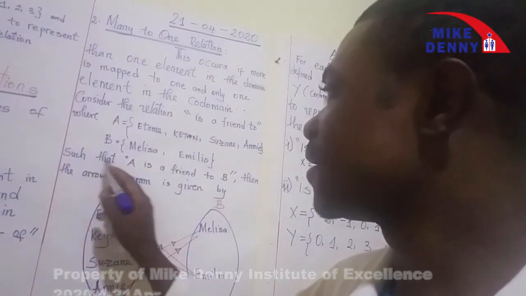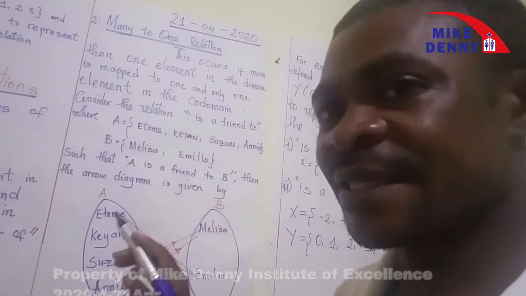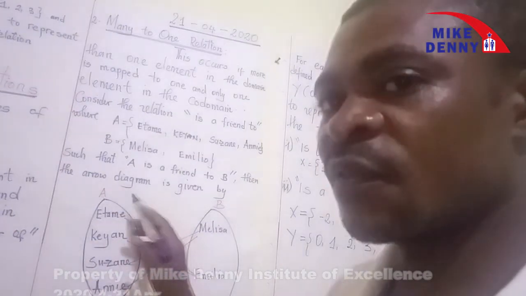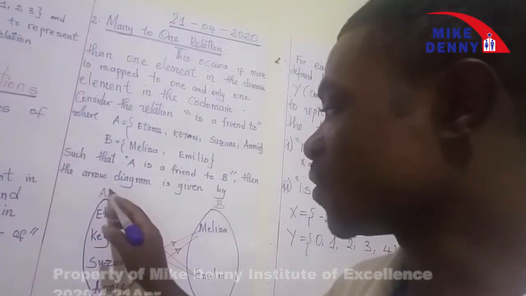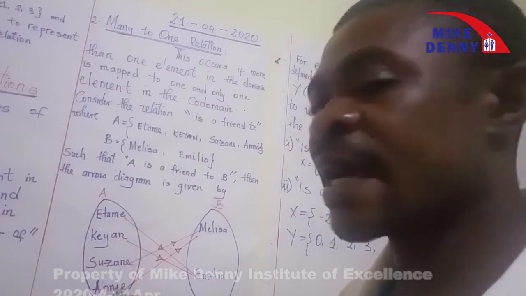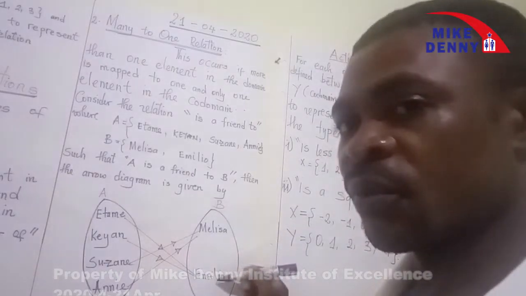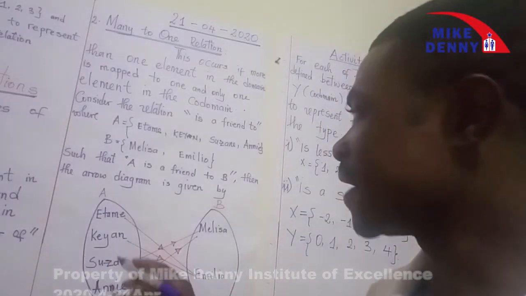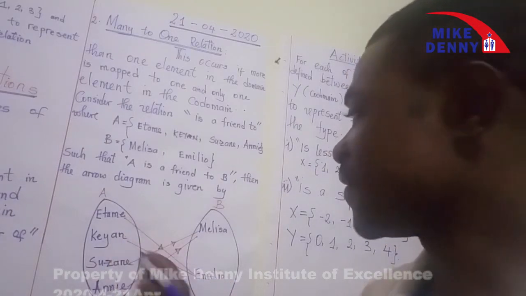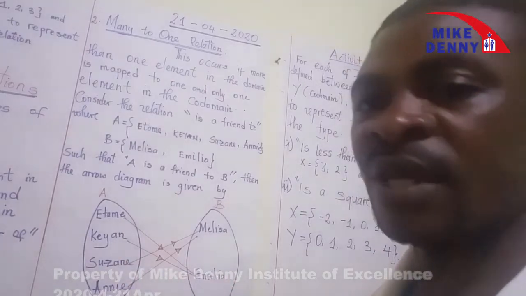So we have the relation A is a friend to B. So if that exists, then we have to first of all come up with the oval shape for the first set A. If you look at the board, you discover that my domain has elements Etame, Keyan, Susan, and Annie. That's my domain. Then my codomain has Melissa and Emilio. That's my codomain. Now I need to cross them. Etame is a friend to Emilio. Keyan is a friend to Emilio. But Susan and Annie are not friends to Emilio.